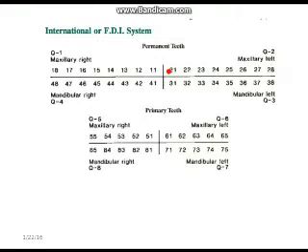1, 2, 3, 4, 5, 6, 7, 8. You have to put the quadrant number before the number of the tooth. Quadrant number 1 is for maxillary right. Quadrant number 2, maxillary left. And then we have quadrant number 3, mandibular left.